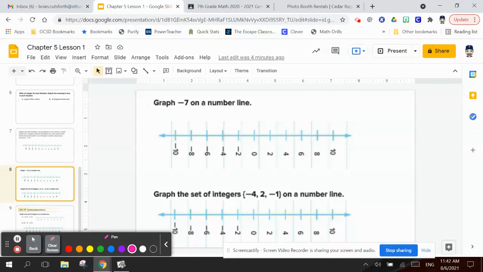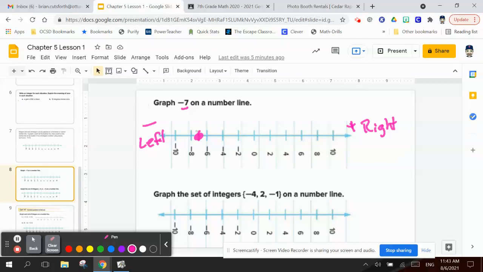When I look at example number 2 here, we have graph -7 on the number line. So here is 0, and I know all negatives are left of 0, and all the positives are to the right. So here's 0, so I have to go 7 to the left. So here's 2, 4, 6, 8. Again, I know that 7 is in between 6 and 8. So here's -7, and there's my dot.